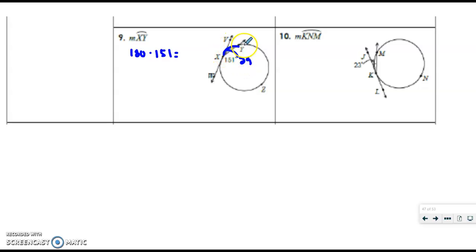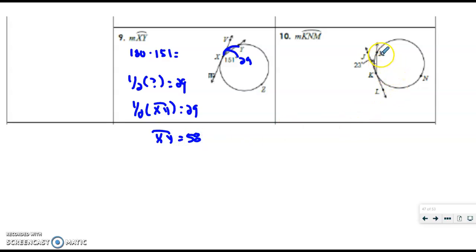And I know that this arc is half of this angle. So I've really thought about it. I'm taking half of something, and it's going to equal 29. Well, what is that something going to be? Or what is that XY going to be? I guess I could say half of XY is going to equal 29. Well, that's going to turn out to be XY being 58.